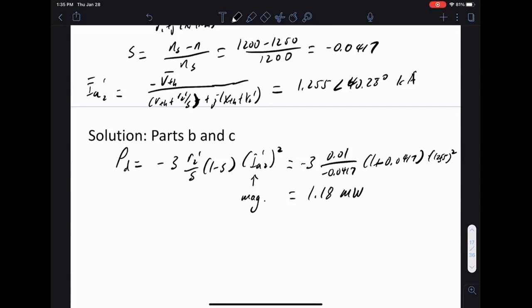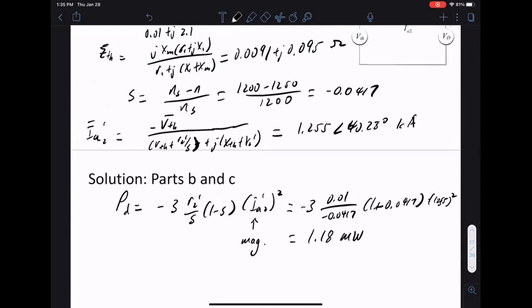A little bit tricky thing is when you're doing this using your calculator, the natural tendency is to find IA as a complex number, then square that and plug it into this equation. This happens quite a bit on the exams. You found IA2', you're going to square that and use this equation. The trouble with that is IA2' in part A you found as a complex current.